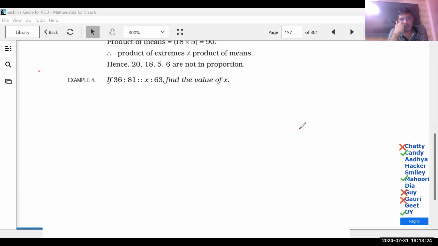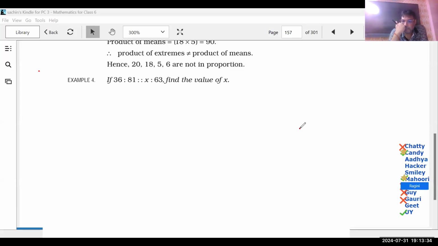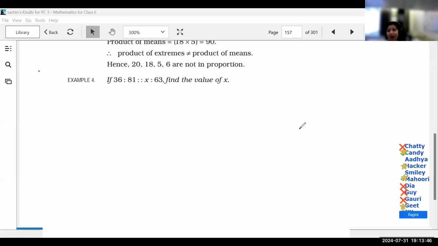Very good, Candy. And Mahuri and Yuvi. So can this be a star question? Yes. Geet, Smiley, and Adya. So this is not fair. Yuval, Mahuri, and Candy got a tick and a star, but Hacker only got a star. Same goes for Geet. Okay, okay, fine. So, Sudharam, how many marks did you score in your test? So 20.